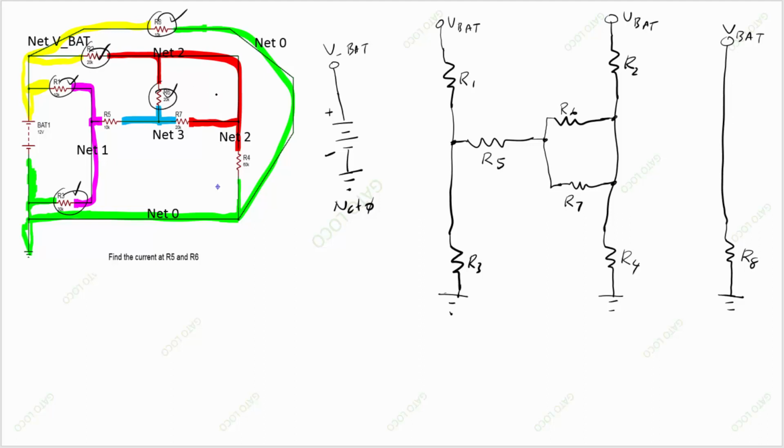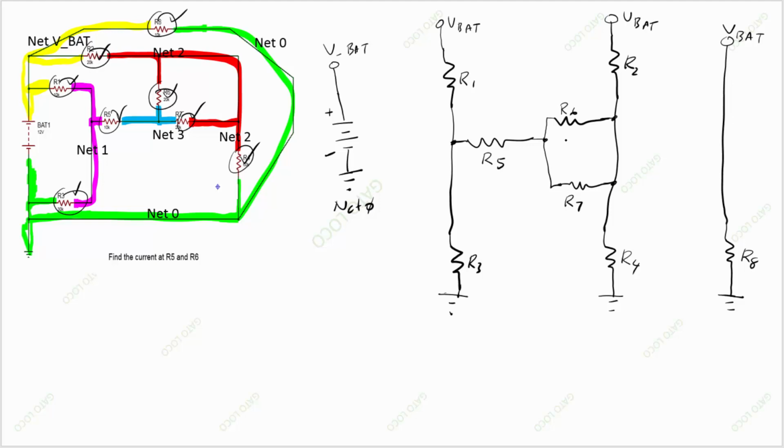So I'm done. R7 connects to R5 and connects to R4. So this one is good, and R5 connects to R1, R3. So this is done. And R4 is already connected. So I got all my resistors finished. This is my circuit right here.